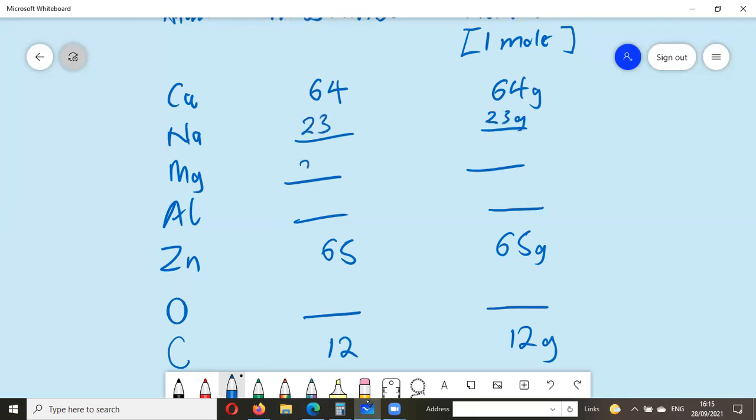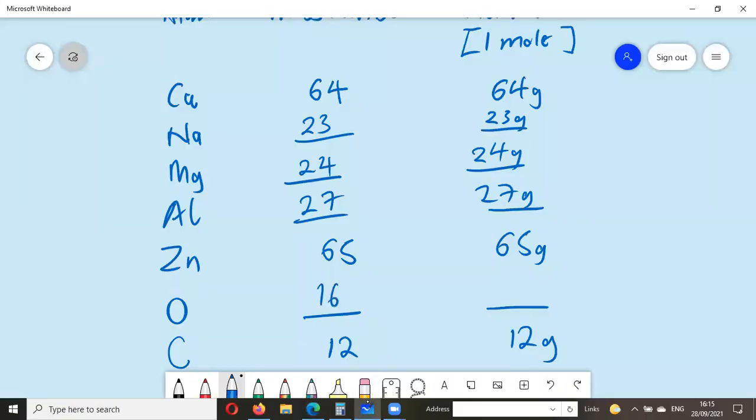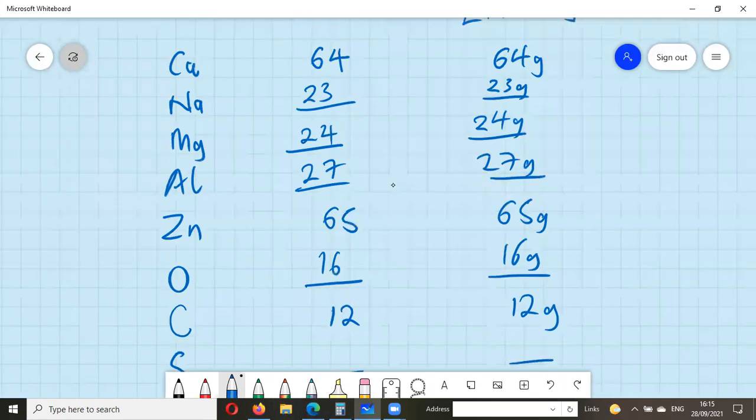grams. This one you have seen 24 grams. Aluminium say 27 what? Grams. Oxygen is what? 16. 16, also. So what is oxygen? Oxygen is 16. So oxygen is 16. So 16 what? Grams.